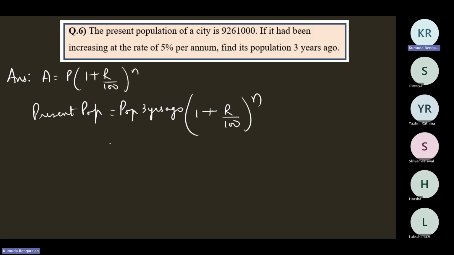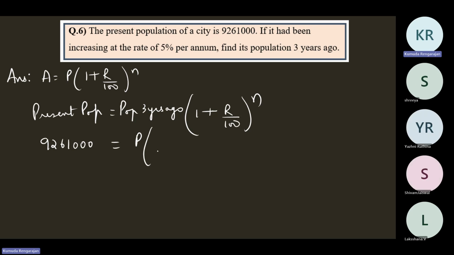So 1 plus R by 100 to the power n. Now substitute whatever is given. Present population is given. 92,61,000 is the present population, is equal to population 3 years ago, which is not given. That's what you have to find, so you can take it as P, into 1 plus 5 by 100 to the power 3, so the time is 3. Yeah, start working, children.